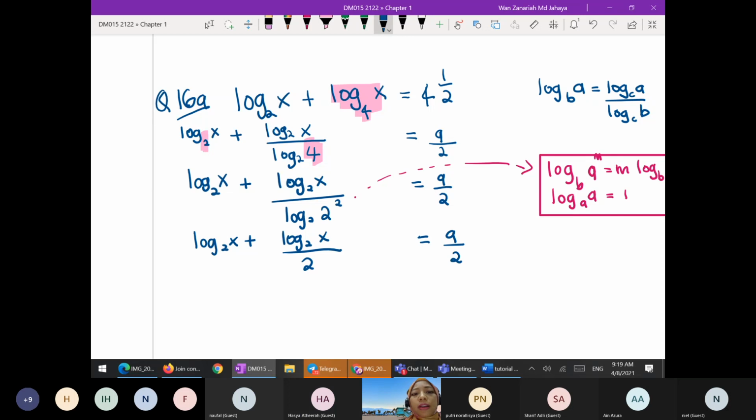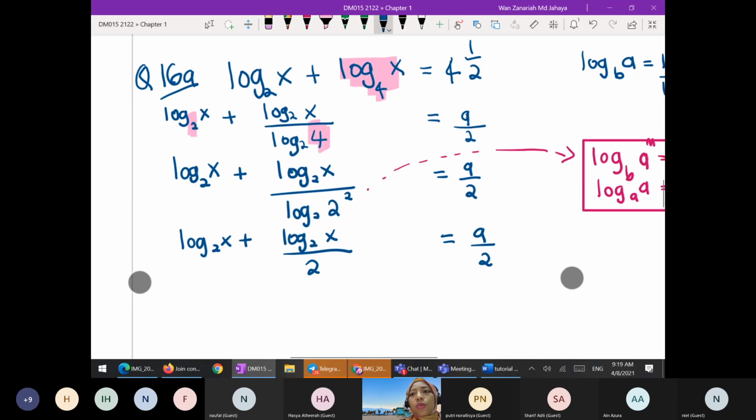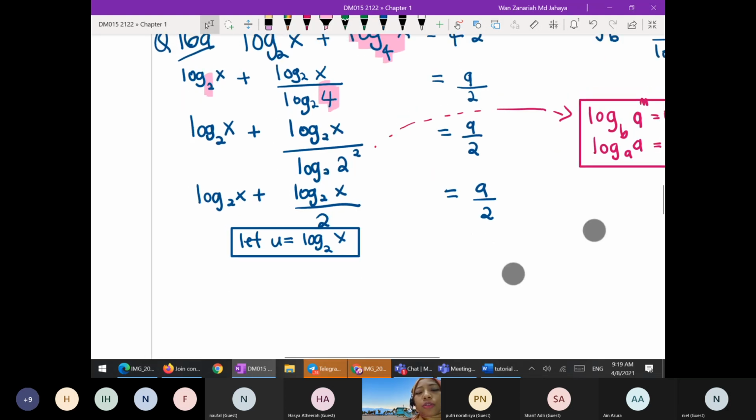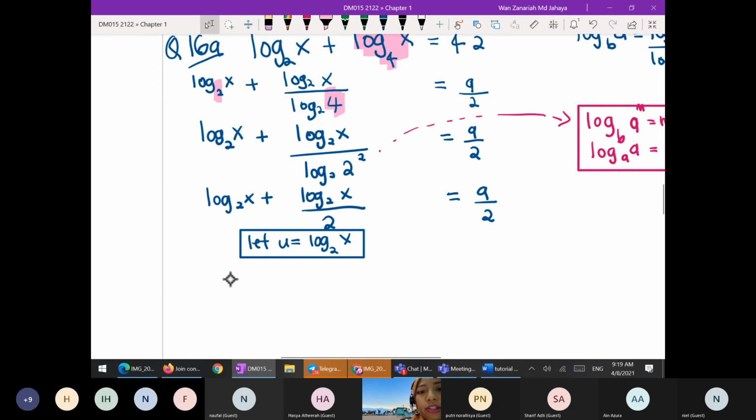Okay, so next 9 over 2. Okay, now kalau you tak nampak ini apple, I always remind you to do apa? Substitution. Let u equals to log x base 2. Okay, log x base 2. So menjadikan this is your u. u plus u over 2 equals 9 over 2. Kan lebih mudah. Buat apa kita nak menyusahkan diri kan?